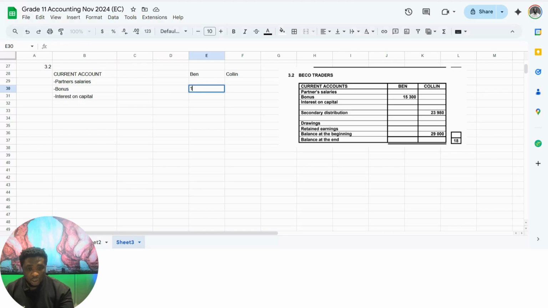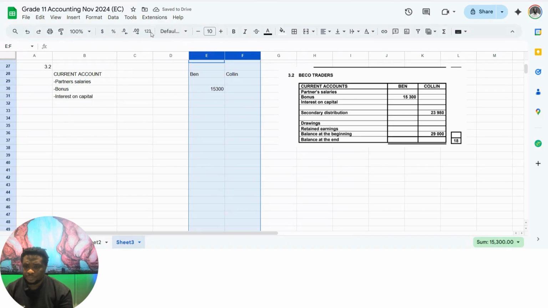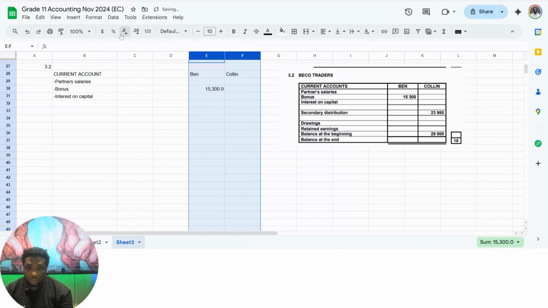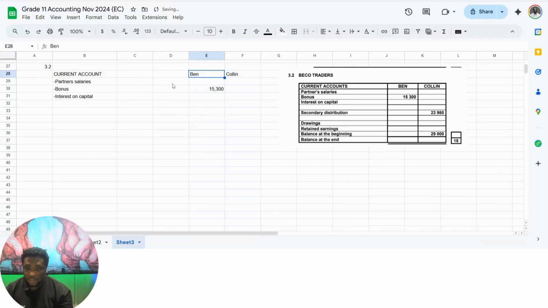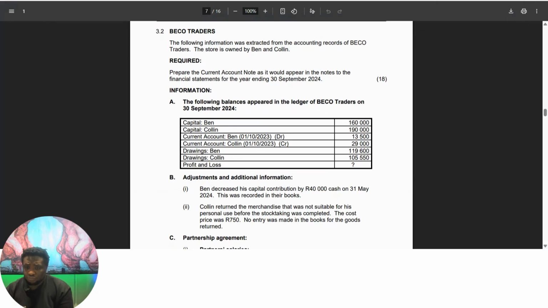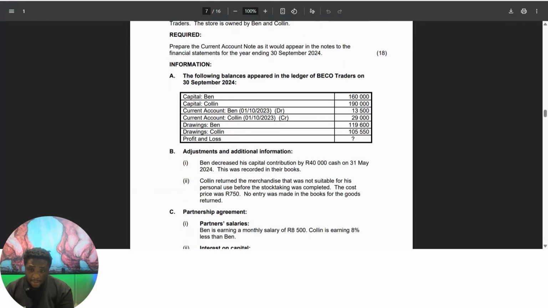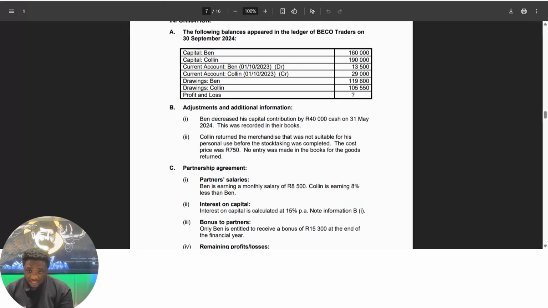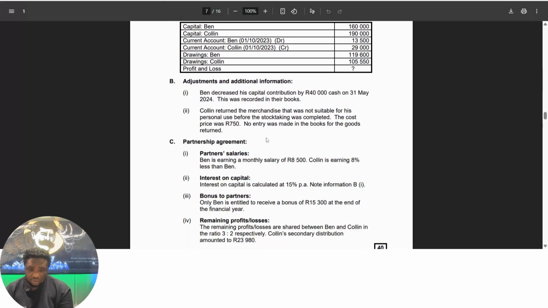With the bonus, we already know that we have 15,300 for Ben. Let's do it for both partners so that we have something complete at the end of the day. So let's go and find the information. There's this additional information that may be relevant, but let's start here with the partnership agreement, some of the things that have been agreed on.